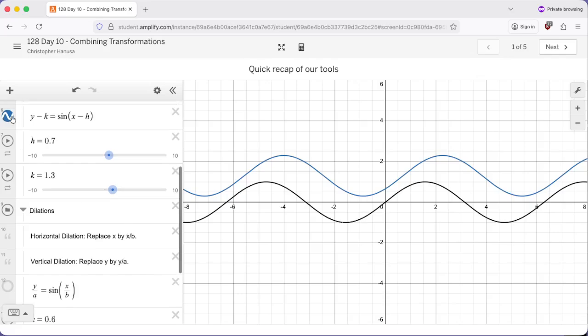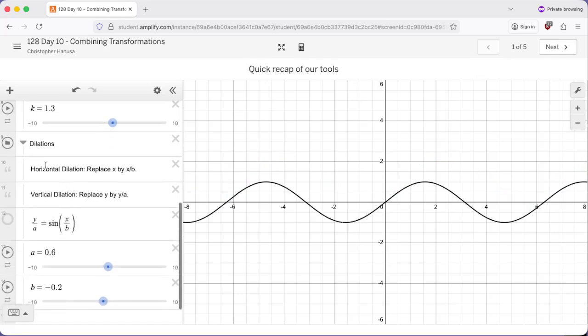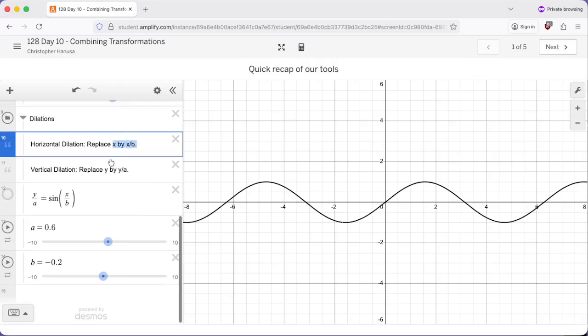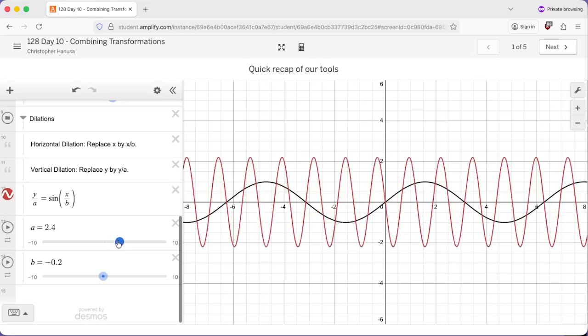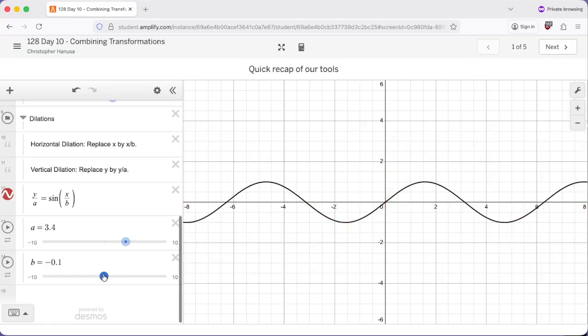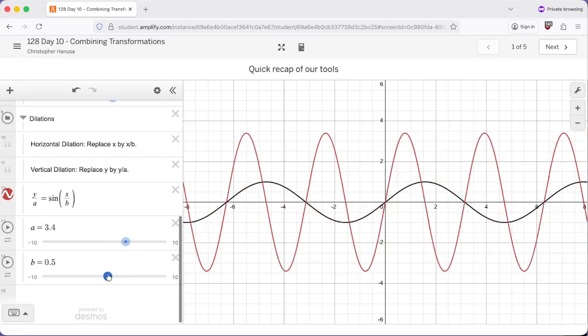Okay, what else have we learned? We've also learned dilations. A horizontal dilation replaces x by x over b. A vertical dilation replaces y by y over a. So this a is doing a vertical dilation, b is doing the horizontal dilation.